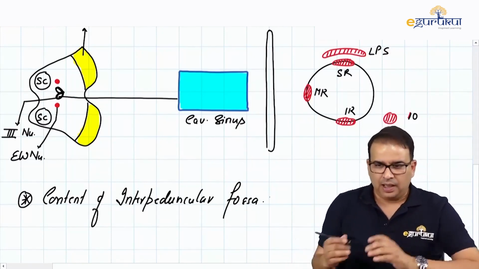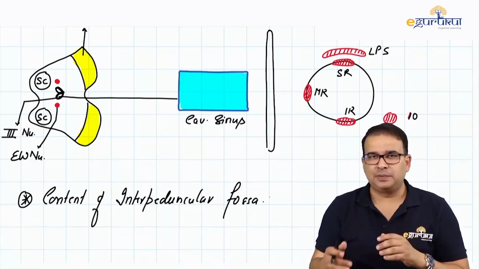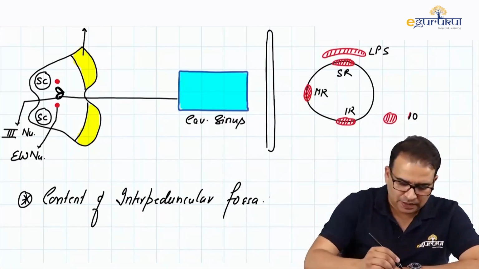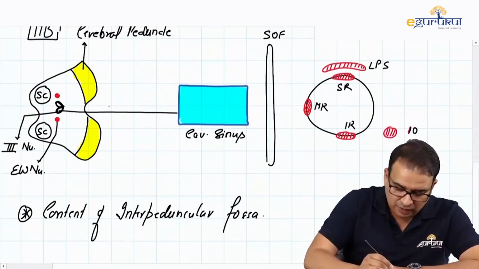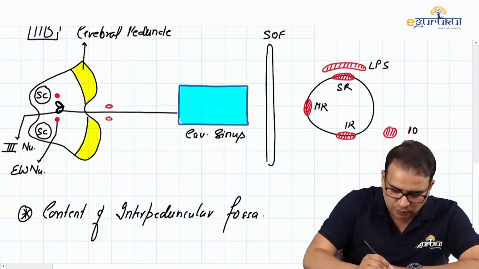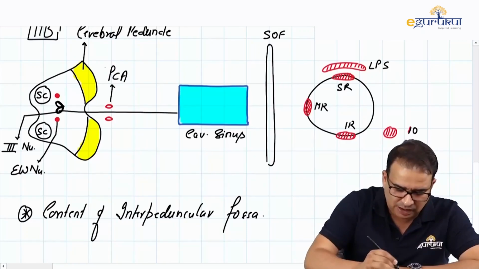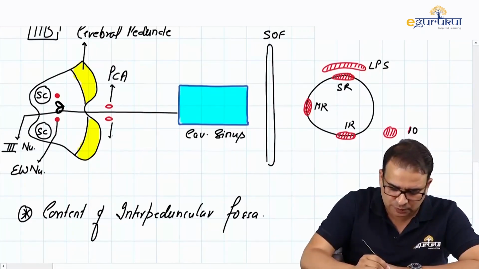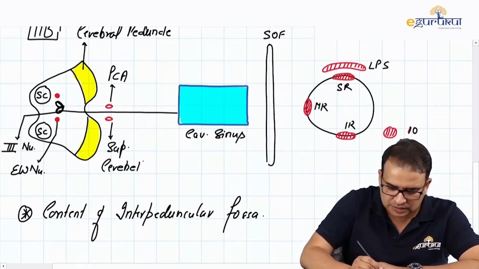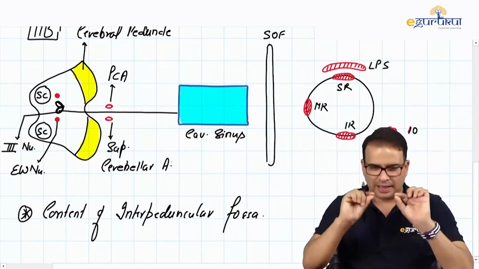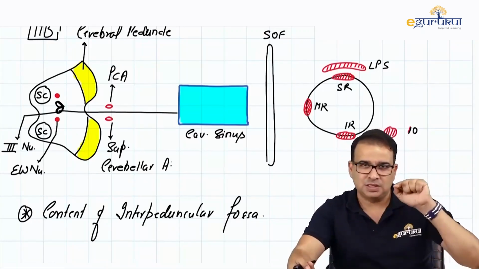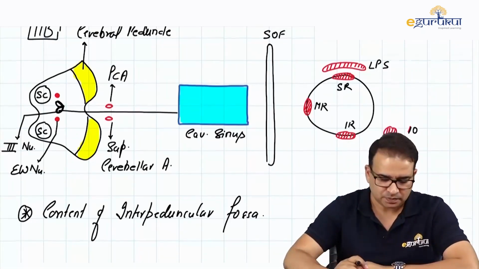We'll come to that. As soon as the nerve leaves the interpeduncular fossa, or leaves the midbrain, it passes between the two terminal branches of the basilar artery. What are they? We have the posterior cerebral artery, PCA, and the artery just proximal to PCA is the superior cerebellar artery. Both are branches of the basilar artery. The basilar artery divides into the posterior cerebral, and just behind that is the superior cerebellar artery. The third nerve passes exactly between the two arteries.